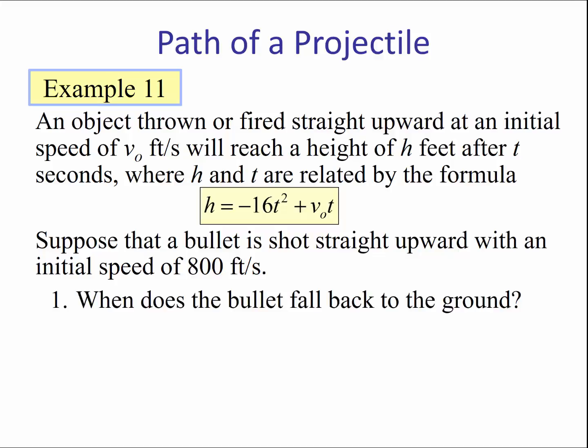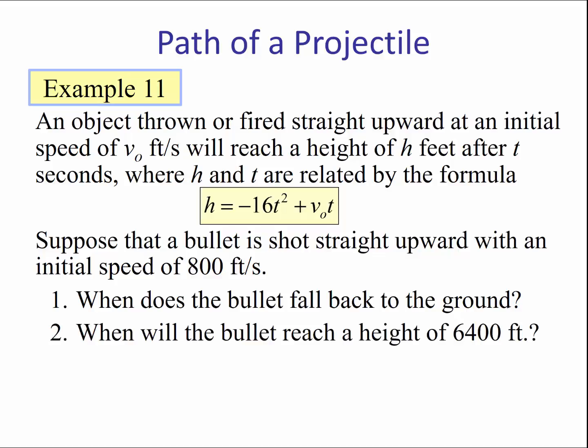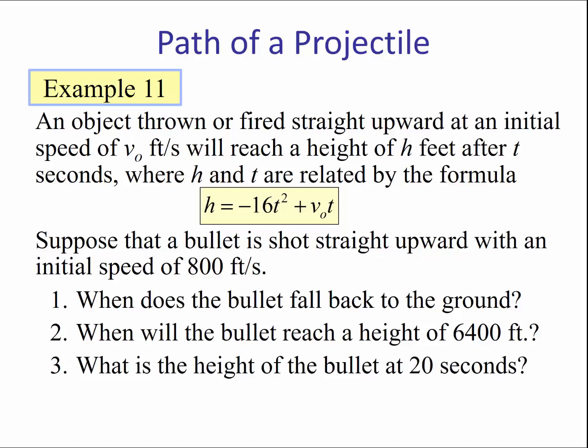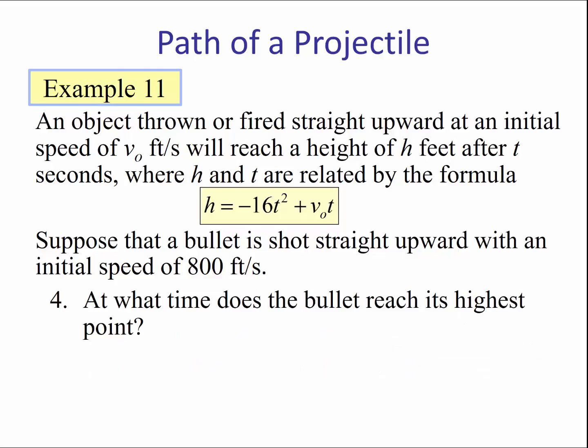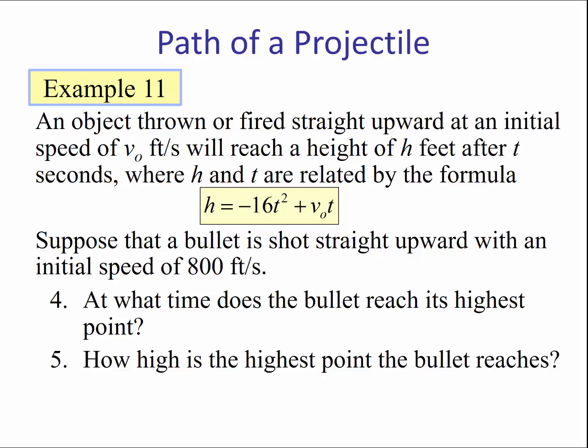Number 1. When does the bullet fall back to the ground? Number 2. When will the bullet reach a height of 6,400 feet? Number 3. What is the height of the bullet at 20 seconds? Number 4. At what time does the bullet reach its highest point? Number 5. How high is the highest point that the bullet reaches?